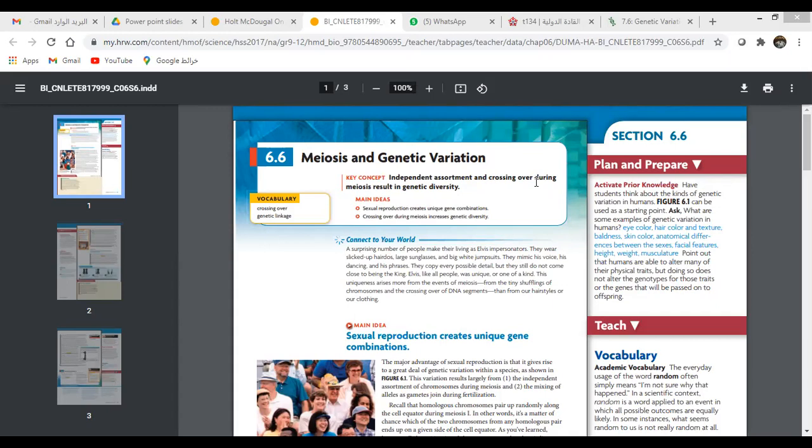What happened to the number of chromosomes during meiosis? We'll continue.